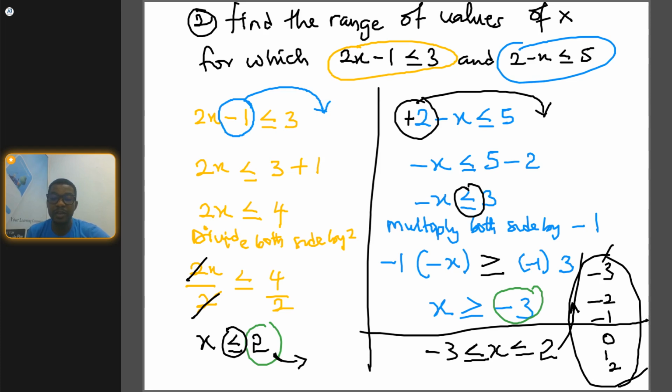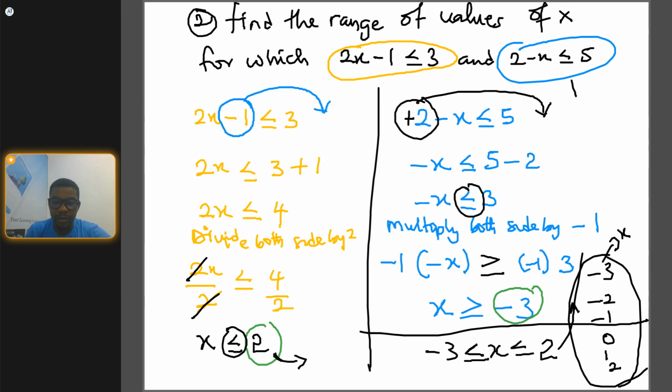So x can be any of these numbers. X can be -3, x can be -2, x can be -1, x can be 0, and x can be 1, x can be 2. All right. So if you insert any of these values here, it's going to satisfy this information here. Is that taken? Now let's try one.